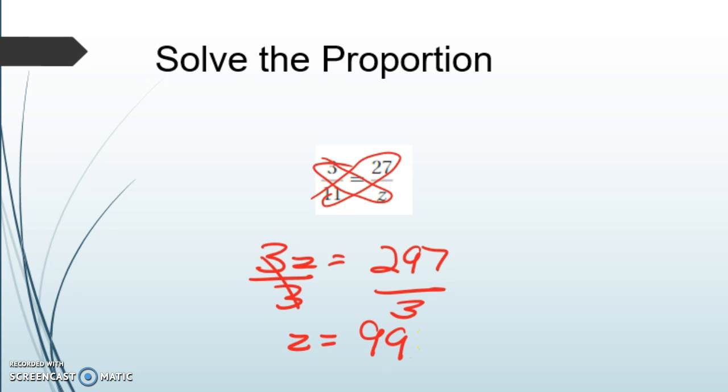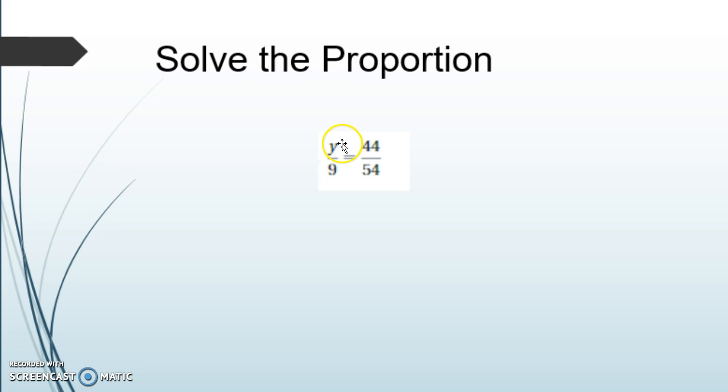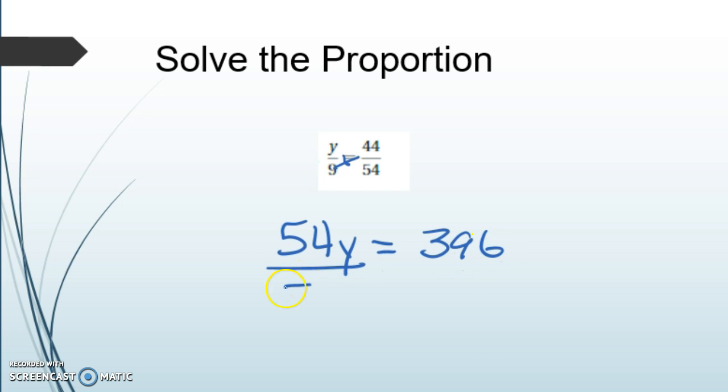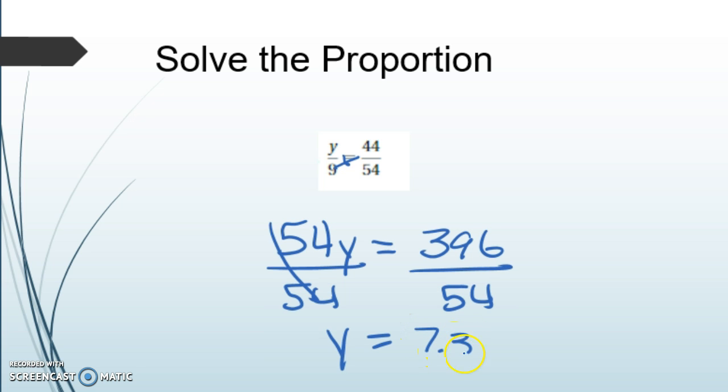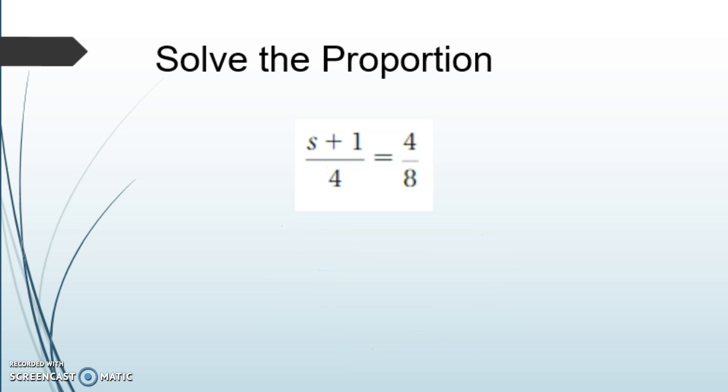All right, moving on. Same steps. Y and 54, 9 and 44. So we have 54y is equal to 396 divided by 54. Divided by 54. Y is equal to 7.3 if you do it as a decimal, or a fraction would work too, but the fraction would also be equal to 7.3. Okay, now for these, we do our same steps, but they're just a little bit different.